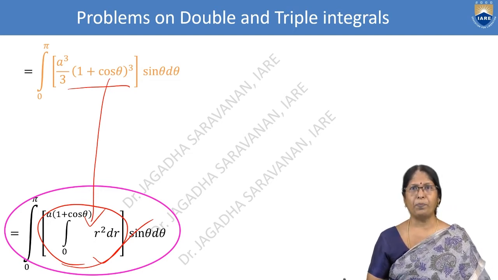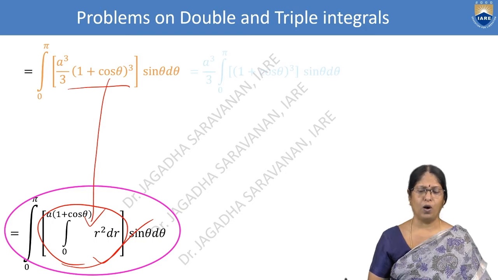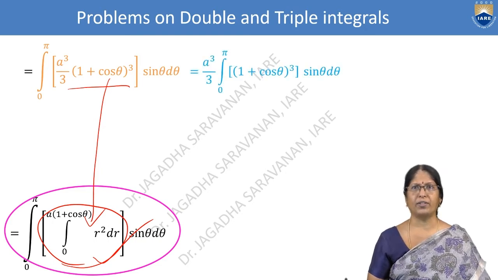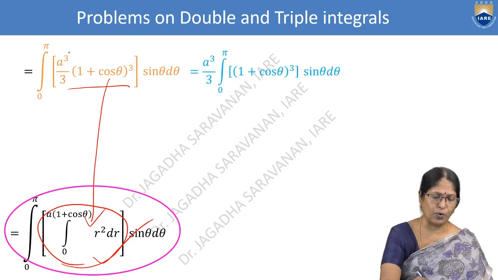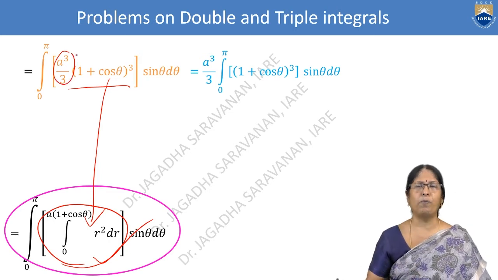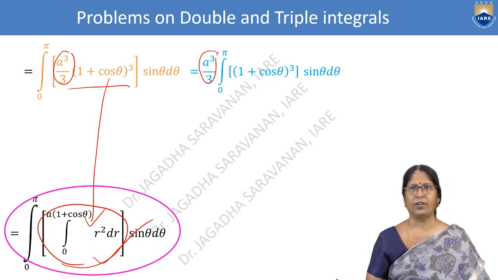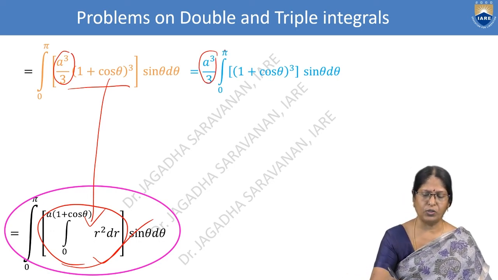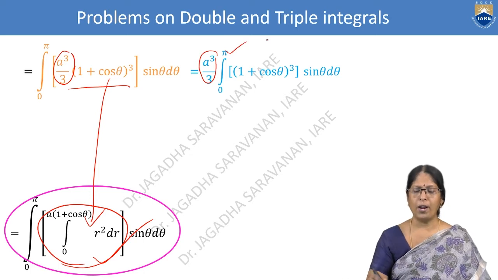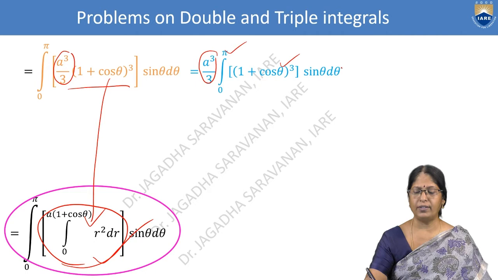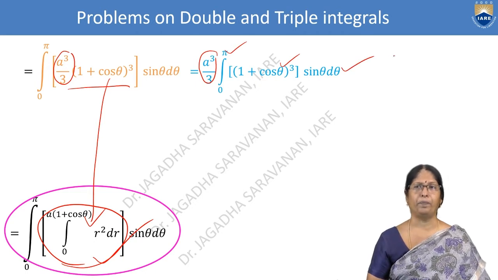So after replacing, what are the simplifications? We notice a cube by 3 is a constant, so it is placed before the integral. Next integral: 0 to pi, 1 plus cos theta the whole cube, sin theta d theta.